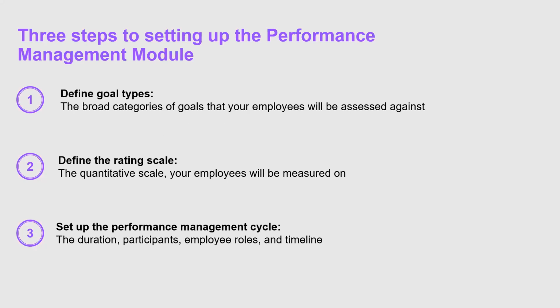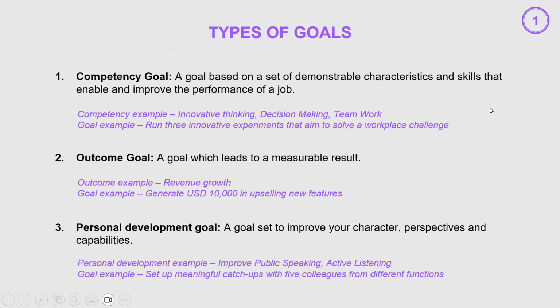But first, what are the goals? What we've set as an example, of course, you can add more goals. We've just set 3 already, which will exist on the platform for you. One is a competency goal, a goal based on a set of demonstrable characteristics and skills that can enable and improve the performance of a job. For example, innovative thinking, decision-making, teamwork. As a goal example, run 3 innovative experiments that aim to solve a workplace challenge. This could be a competency goal.